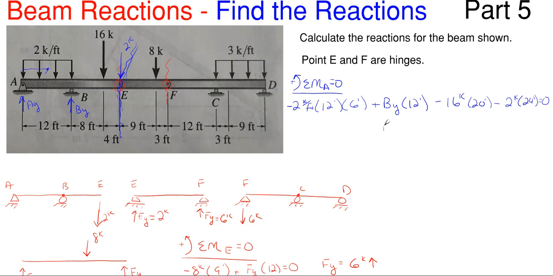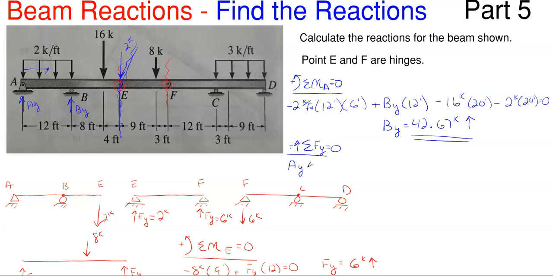So, an easy equation to solve here. B_y will just pop out to be 42.67 kips. It came out positive, so up is the correct direction. And there's one of my reactions. Alrighty. So since we have B_y, let's sum forces in the vertical direction, and then we can get A_y.